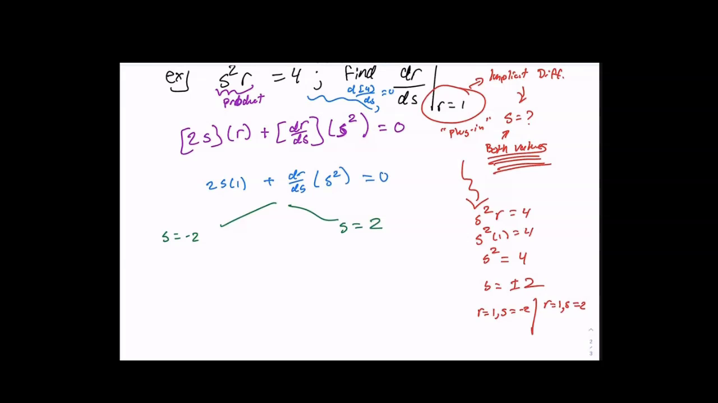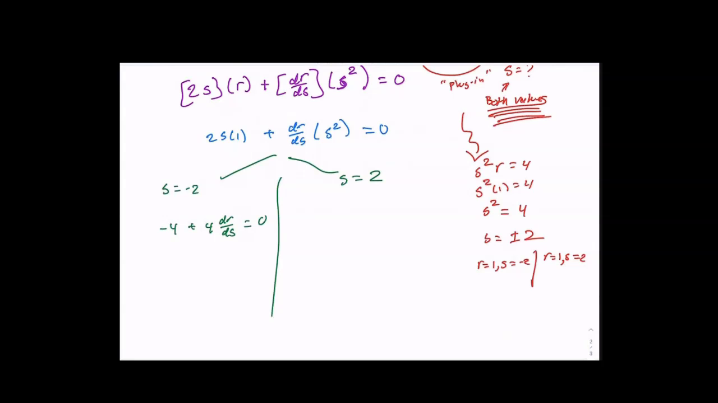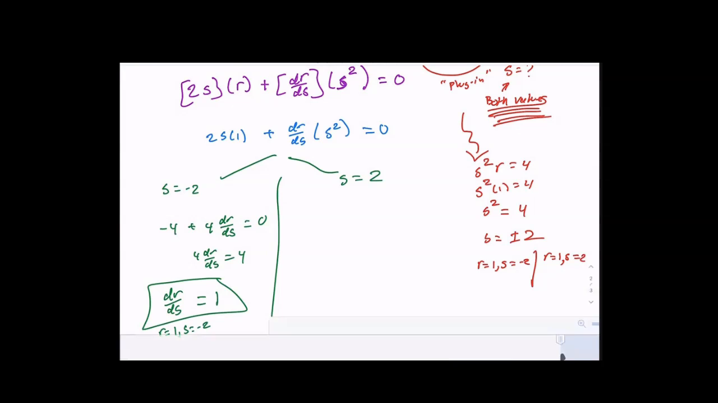So if I do that, there's two problems here. If I plug in s equals negative 2 here, that gives me negative 4 plus 4 dr/ds equals 0. 4 dr/ds equals 4. So dr/ds is equal to 1. And this is for when r equals 1, s equals negative 2, just to make sure I explicitly say that. You can use the evaluation symbol if you wish to.